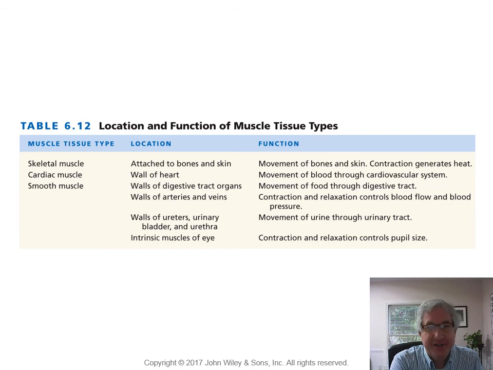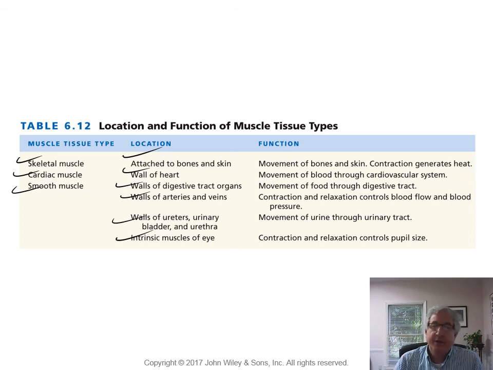Sorry about that. So we have skeletal muscle, cardiac muscle, and smooth muscle. Skeletal muscle attaches to bones and skin. Cardiac muscle is found in the heart, as you expect. Smooth muscle is found in the walls of the digestive tract, walls of arteries and veins, walls of the ureters, urinary bladder and urethra, and also in the muscles of the eye, so you can contract the pupil, and relax and open the pupil up so you can see in the dark better.